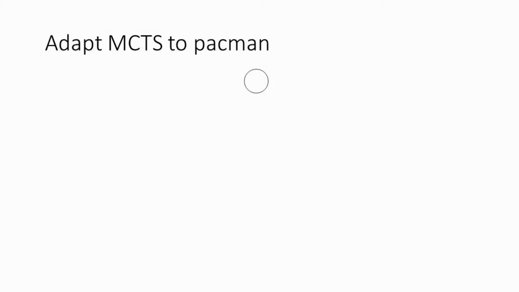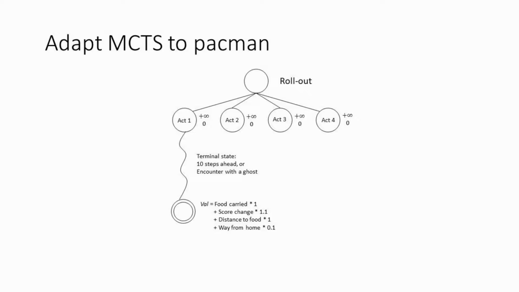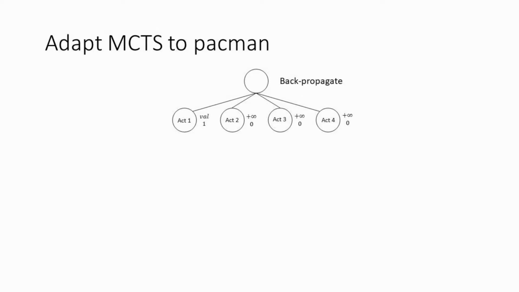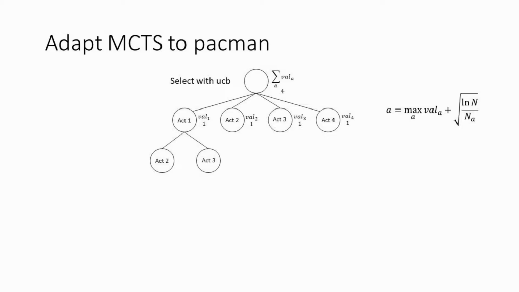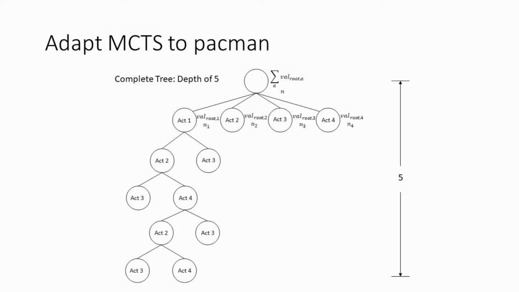We first start with a node corresponding to the current state, expand it to successive states, select a random child node, and do a rollout. We define the terminal state as 10 steps ahead or a crash into a ghost. Evaluate that state, then propagate the result back to the root node. In the following rounds, nodes are selected with UCB in terms of explore and exploit. Complete all iterations and limit the tree to a depth of 5.